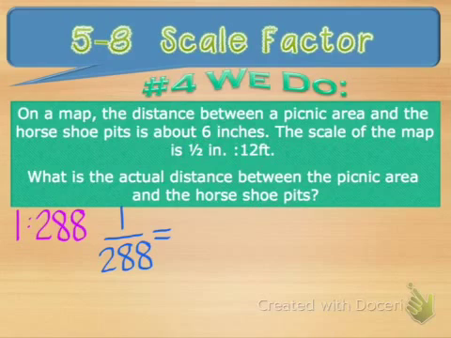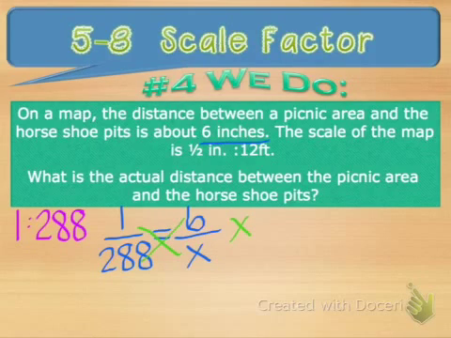So now to come back to my situation, I've got the scale that we just figured out of 1 to 288. And our drawing tells us that we are 6 inches on our map. So we need to solve for x in order to figure out how far the actual distance is, and we're going to do that by cross-multiplying.